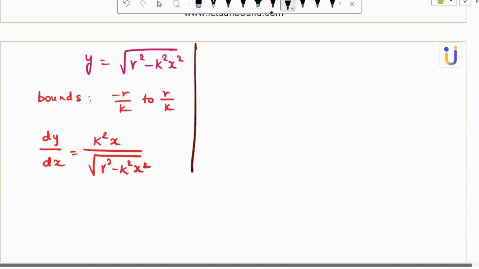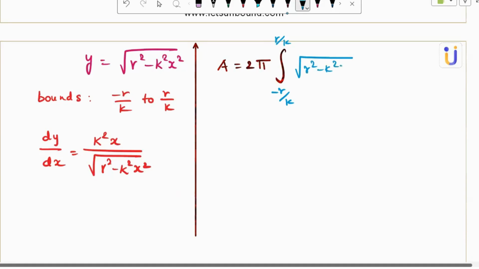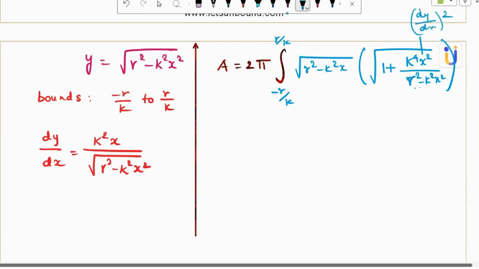And right, let's go with the surface area formula. A is equal to 2 pi integral, the inputs, that is the bounds, minus r by k to r by k. And then y. What is y? Square root of r square minus k square x square into square root of 1 plus (dy by dx) the whole square. So it will be k power 4 x square by r square minus k square x square. This thing is actually (dy by dx) the whole square. This is y and dx over here.